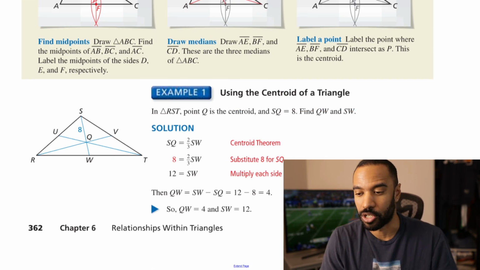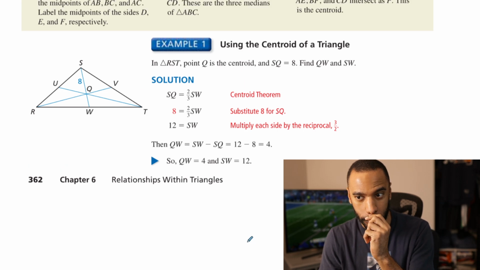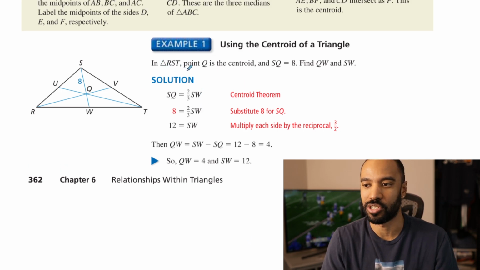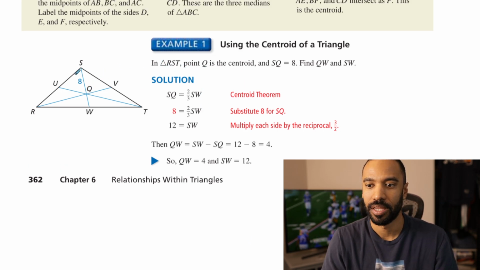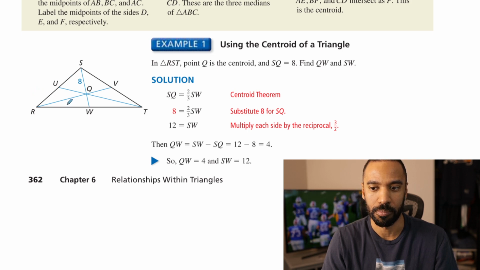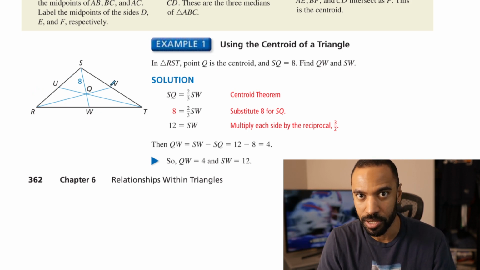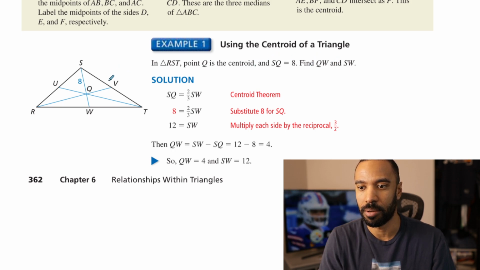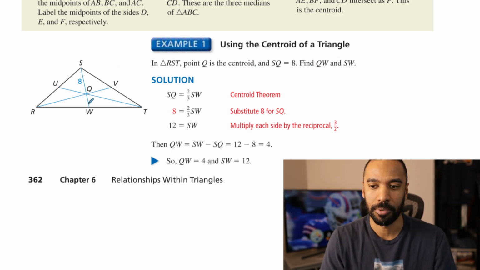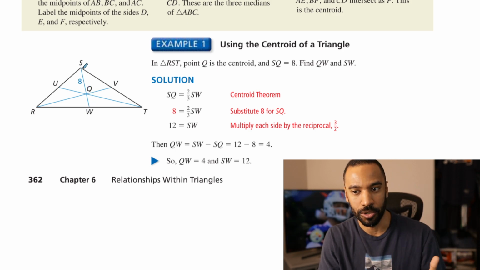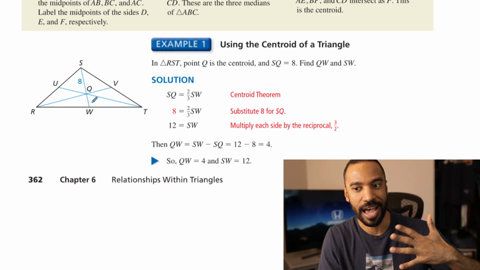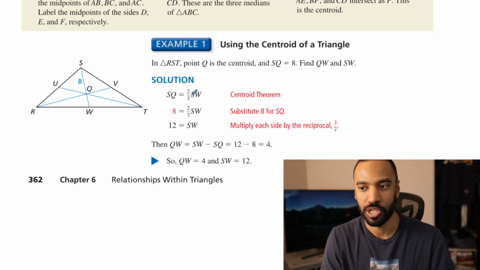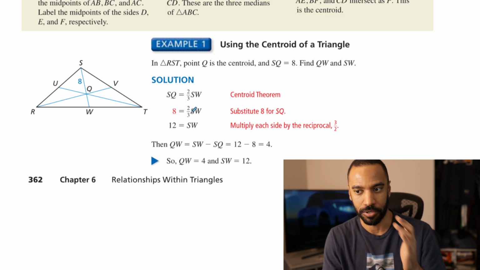How do you use the centroid of a triangle? Well, there was the centroid theorem. They say in triangle RST, point Q is the centroid. That does mean that these are broken up into congruent parts, by the way. U, W, and V are midpoints of the triangle segments. And the length of SQ is 8. They want you to find QW and SW. Well, SQ is 2/3 of the entire thing, which is what they're saying. SQ is 2/3 of this, so 8 is therefore 2/3 of that.